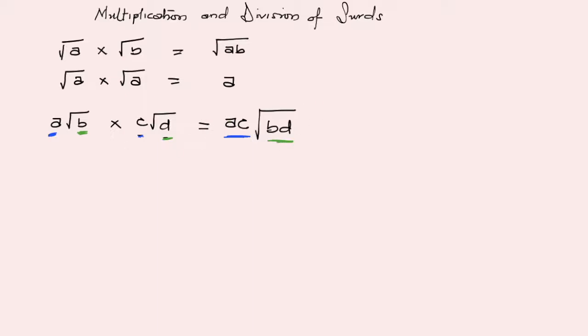So having said that, let's solve our first question. If we have 4 root 2 multiplied by 5 root 18, what is the solution to this? Now, as we've said before, we can combine the numbers outside the radical sign, which is 4 multiplied by 5. And then we can also combine the numbers under the radical sign, which is 2 multiplied by 18.